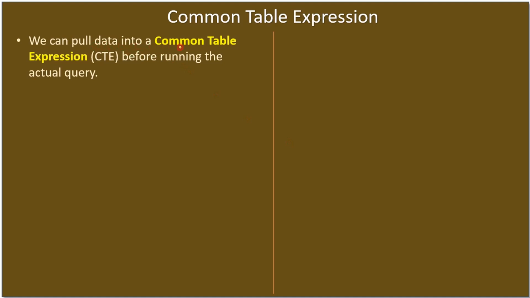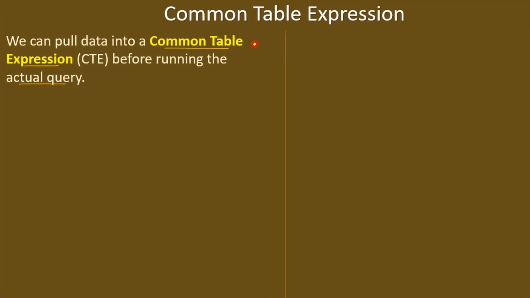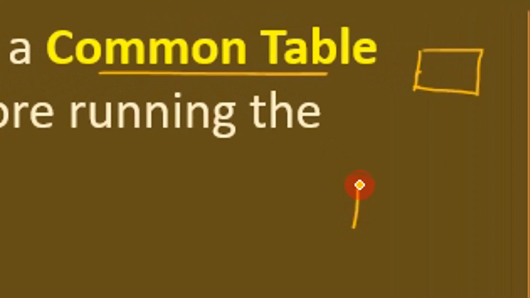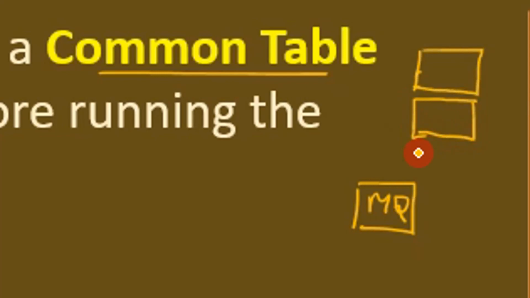We can pull data into common table expression before running the actual query. So that means, let's state that this is the main query. You can create n number of CTEs. So before executing the main query, you can use n number of CTE.